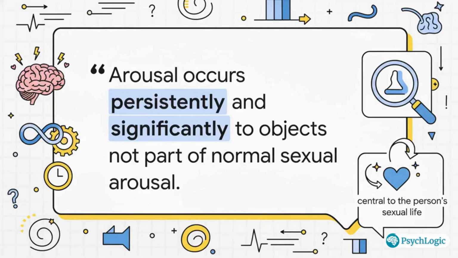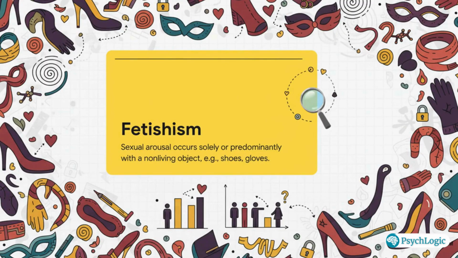So here's the big definition from the textbook, and hey, look familiar? There are those words again, persistently and significantly. This is so important. We're not talking about a random fantasy or just being curious about something once. For this to rise to the level of a clinical diagnosis, that pattern of arousal has to be intense, it has to be recurring, and it has to be pretty central to a person's sex life. Fetishism is a really classic example of this. The clinical definition says that sexual arousal is focused either completely or mostly on a non-living object.